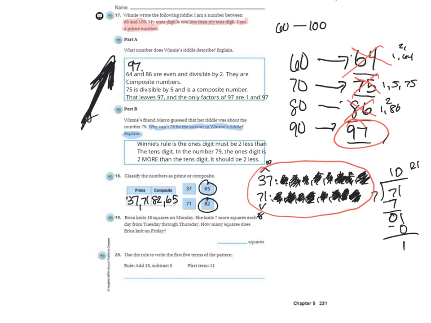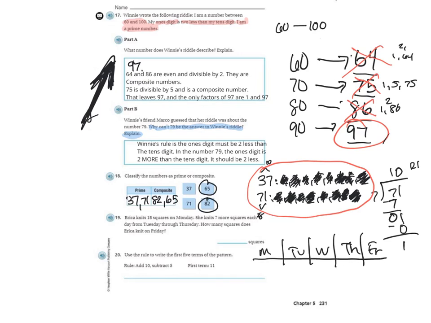Erica knits 18 squares on Monday. She knits 7 more squares each day from Tuesday through Thursday. How many squares does Erica knit on Friday? Okay, so now you just need to start off with Monday. Let's do it in black. Do Monday, Tuesday, Wednesday, Thursday, and then we'll have it by Friday.